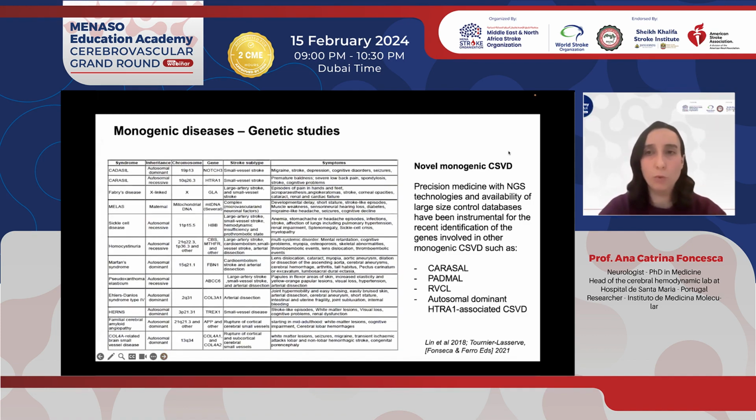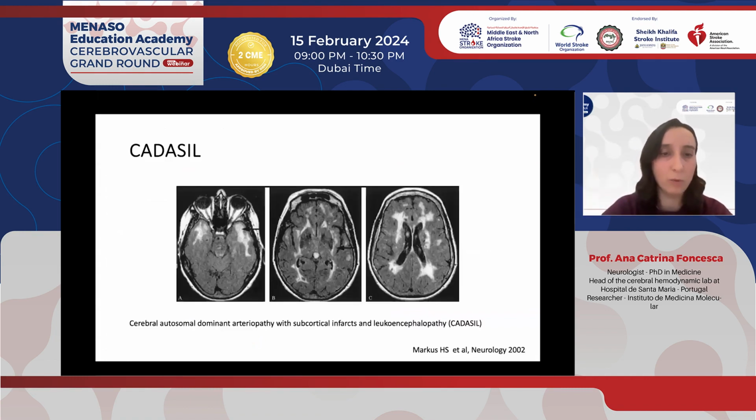So one field in which precision medicine has been applied is to increase the diagnosis of monogenic cerebrovascular disease, mainly related to small vessel disease. Actually, precision medicine with genome sequencing technologies and the availability of large-size control databases have been instrumental for the recent identification of genes involved in other monogenic small vessel diseases. For example, CARASIL, PADMAL, autosomal dominant HTRA1 small vessel disease. And the list keeps increasing.